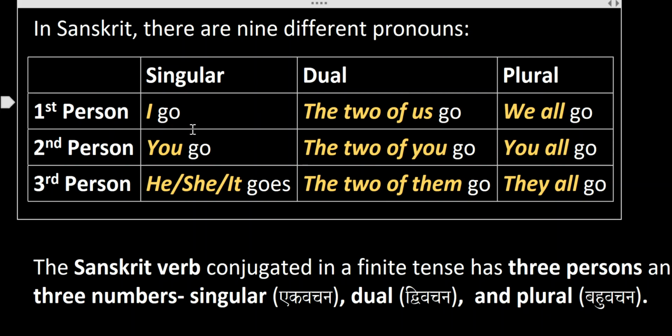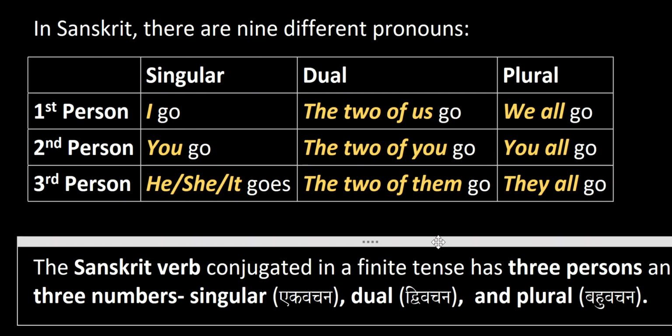Then you have second person singular, you go. Second person dual, the two of you go. And second person plural, you all go. Then you have third person singular, he, she, or it goes. Third person dual, the two of them go. And then third person plural, they all go.